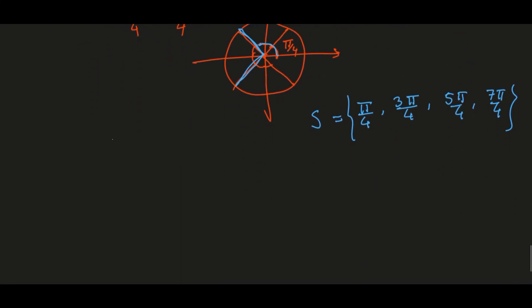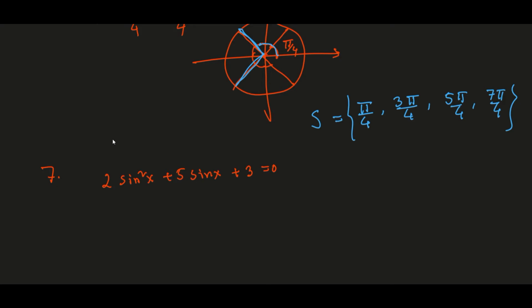Now let's solve one or two more problems. Problem 7: 2 sine squared x plus 5 sine x plus 3 equals 0. So at first glance it looks like a polynomial equation, I mean a quadratic equation.